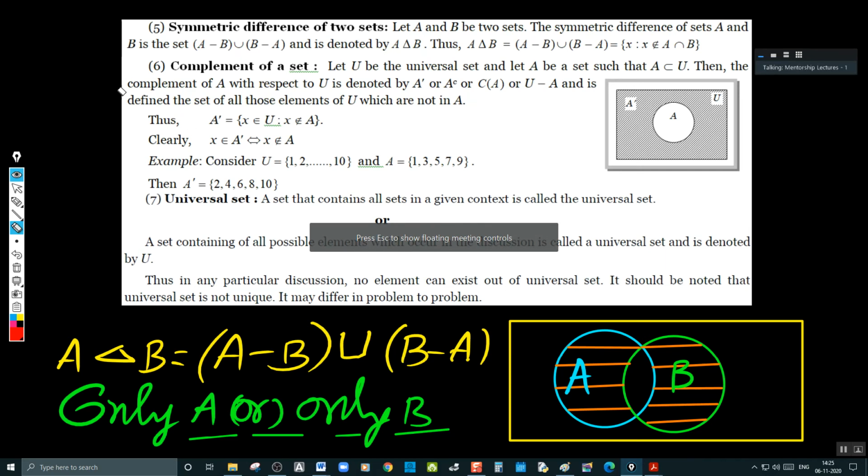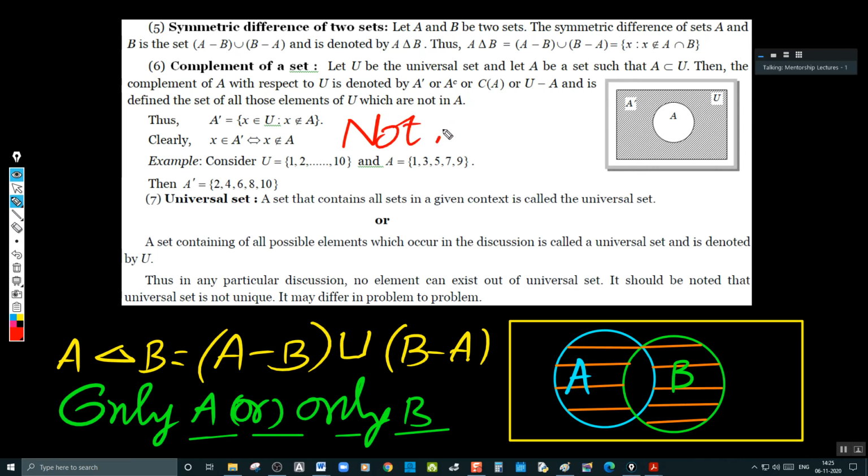Now let's see what is the complement of a set. Complement of a set means not A, that's it. It means except A, the entire shaded region is A complement. Simply verbally, what do we call it? Not A. And it is denoted by A complement or A dash or A bar. All are the same.